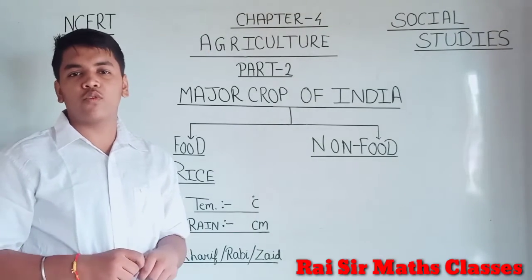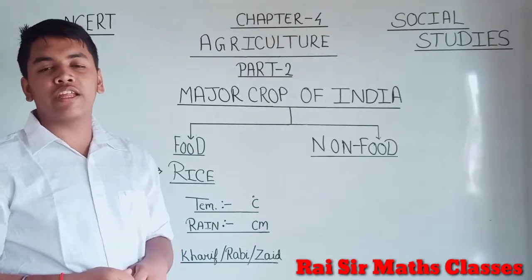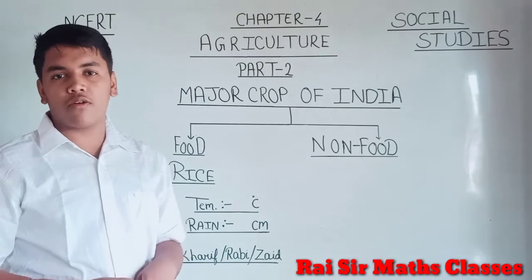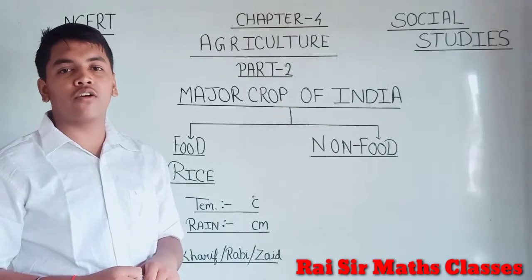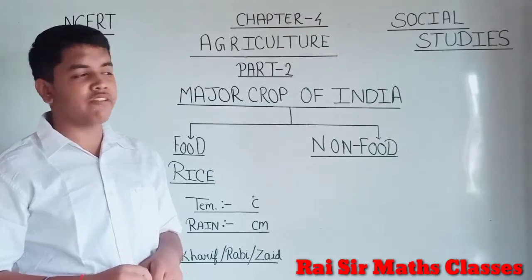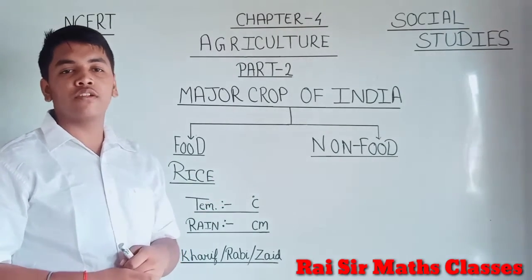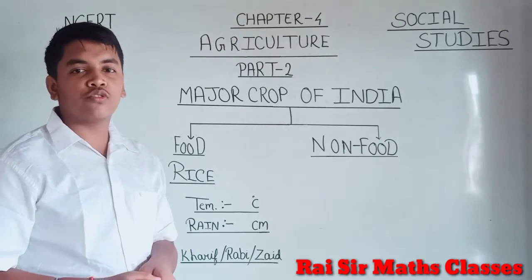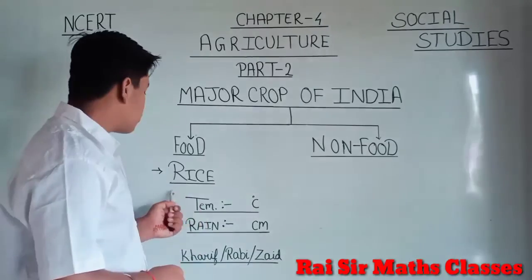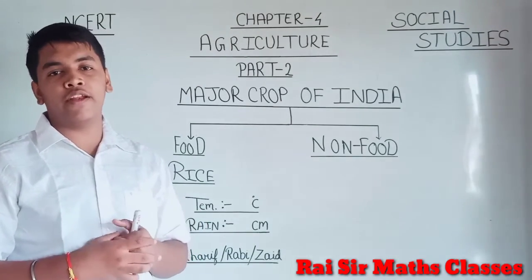As I told you, I am going to tell you about the major crops found in India, which we can also use as commercial crops. In this topic, we are going to describe them on the basis of food giving and non-food giving, as I have written. So let's start with the first major crop, which is used as a commercial crop also. The first one is rice. Rice is one of the most grown crops in India.